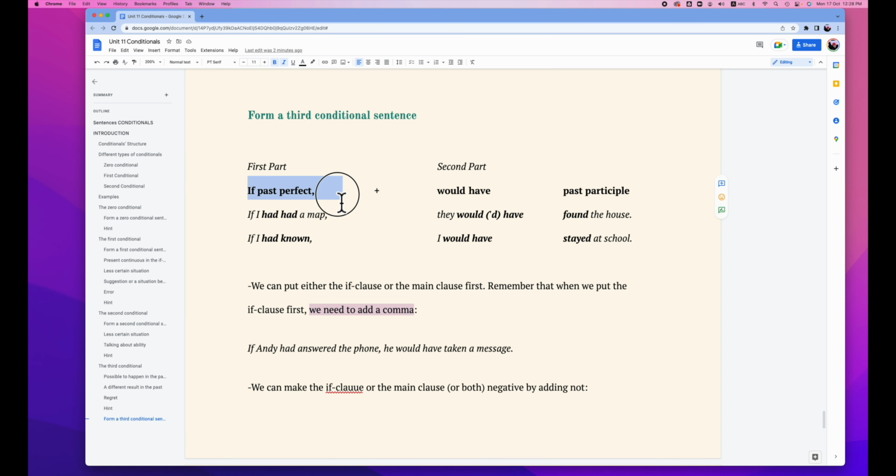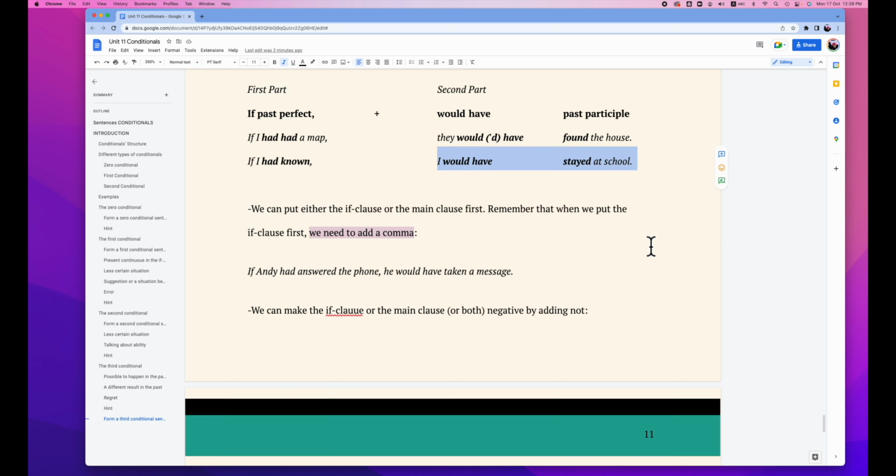Then how to form a third conditional sentence? Let's take a look. First part, part A, we use past perfect tense. The second part, part B, we use would have plus a past participle. Part A, if I had had a map. Part B, they would have found a house. The word would could be simply written in the short form, apostrophe d. If I had known, I'd have stayed at school.